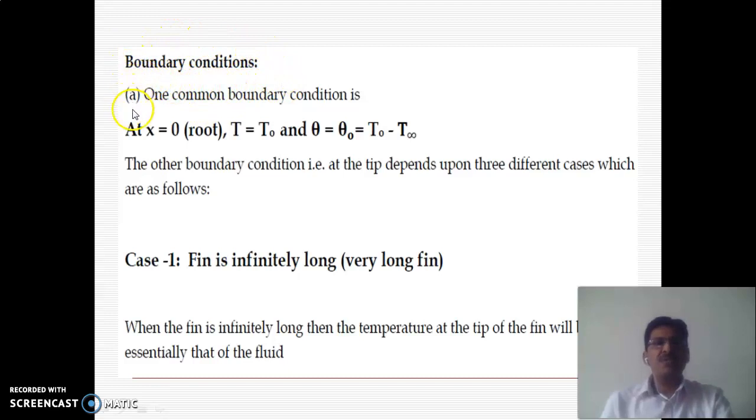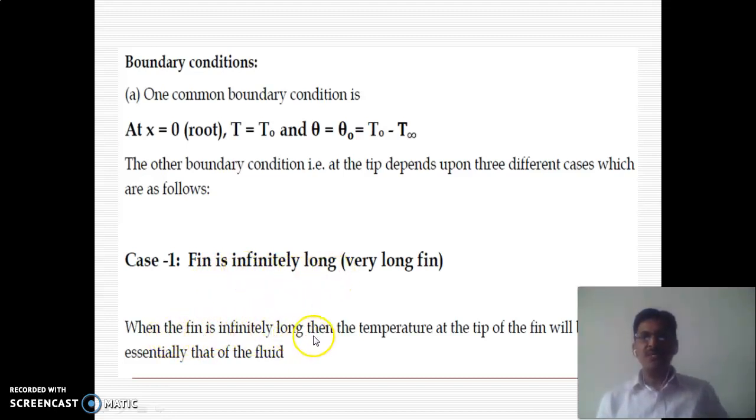The first boundary condition is the same for all three cases, one common boundary condition: at x is equal to 0, T is equal to T0, meaning at the base surface, temperature T is equal to T0 and theta is equal to theta 0, which is equal to T0 minus T infinity. The other boundary condition is at the tip and depends on the three different cases. Out of these we will see the first case, that is, the fin is infinitely long.